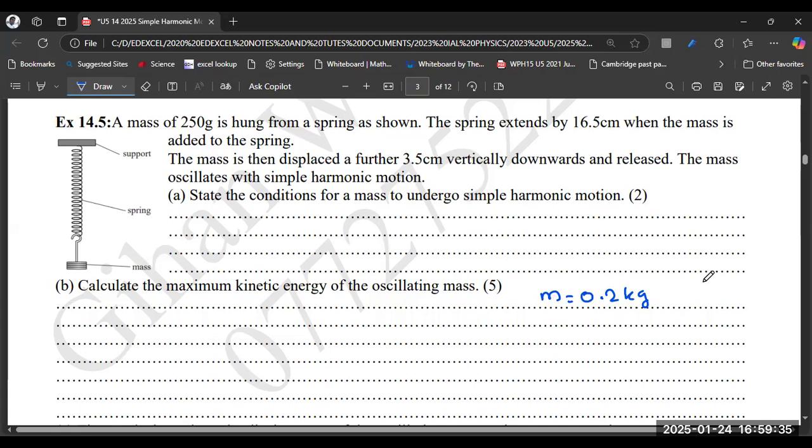So then this is not the maximum amplitude, okay? When we add the mass of 0.25 kilograms, compared to its initial position, the spring got extended by 0.165 meters. Why do they give that? You can find k.